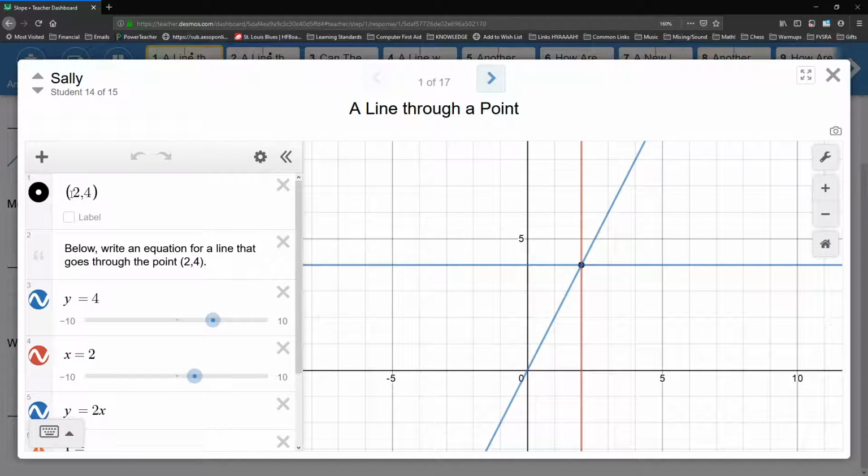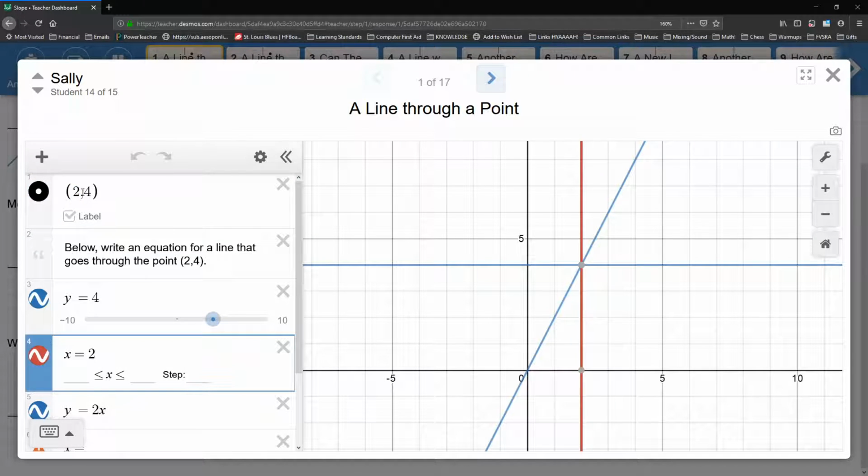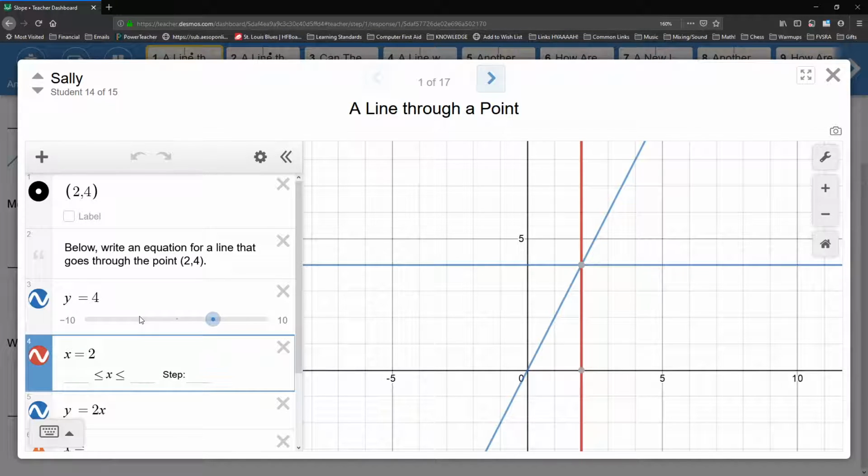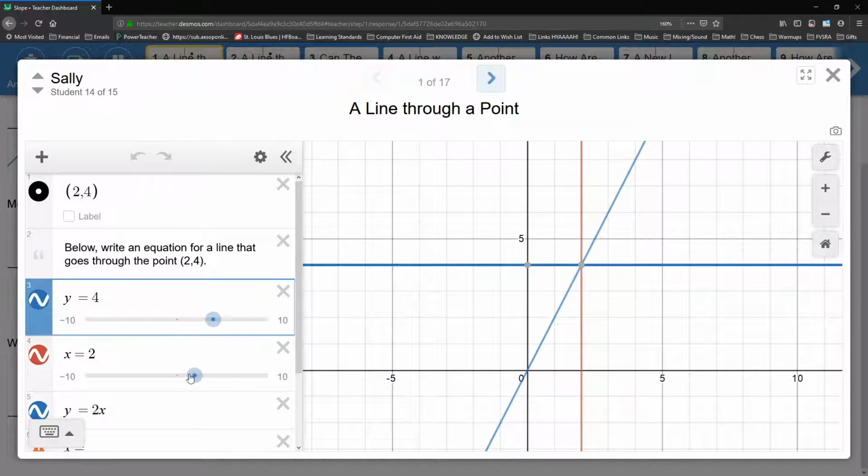Sally said, I want it to go through 2 on the x-axis, in the x direction. There's 2, 2 to the right. So what if I made a line that goes perfectly through 2 to the right? What line would that be? x equals 2, right? Here's where x is 2. Again, if I change that to x equals 3, see how it goes through 3 now? If I want it to go through 2 on the x-axis, here we go. And of course, y equals 4 is also a valid solution.